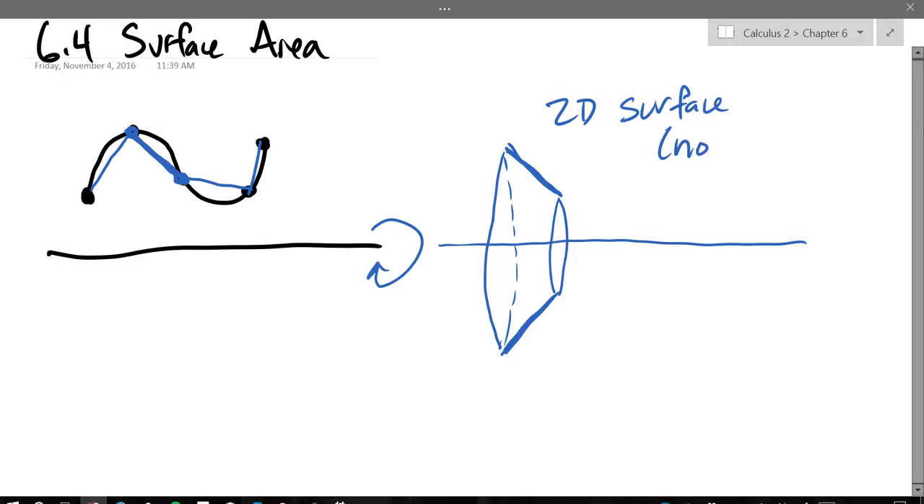This is not a three-dimensional solid, which is absolutely what it was in 6.1 and 6.2. When we were doing volumes, we were looking at three-dimensional solids. So we've got surfaces now. So now we have to figure out the surface area of this funky shape right here. And I'm going to do that very carefully.